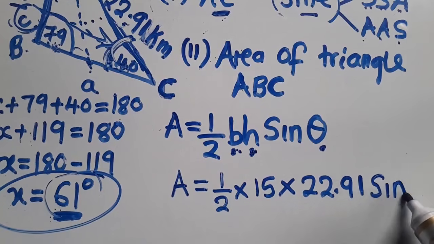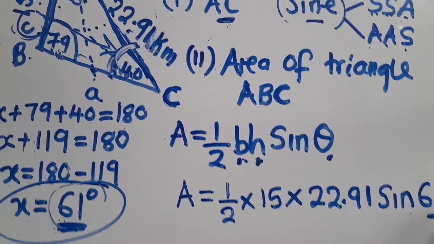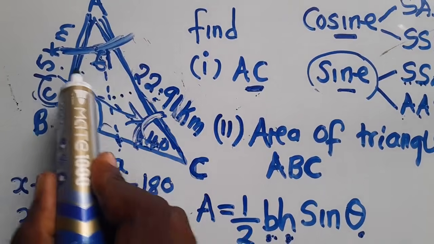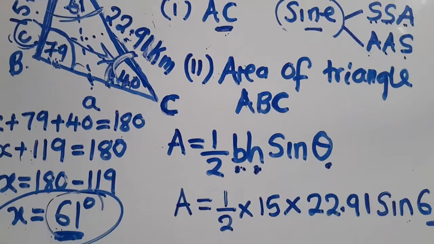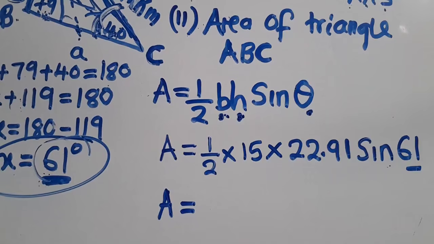Then you say sine, the angle is 61. It's the angle here which we found, 61. So these two sides are putting this angle in the middle, which we've also confirmed. It is true. This side is putting the angle 61 in the middle. This is what we are supposed to do. So now you punch everything on your calculator. What is your answer? Punch everything on your calculator.